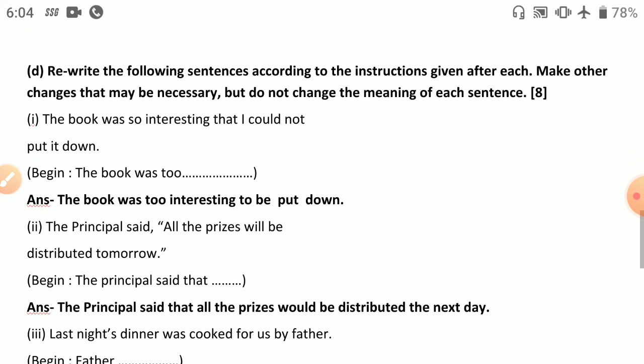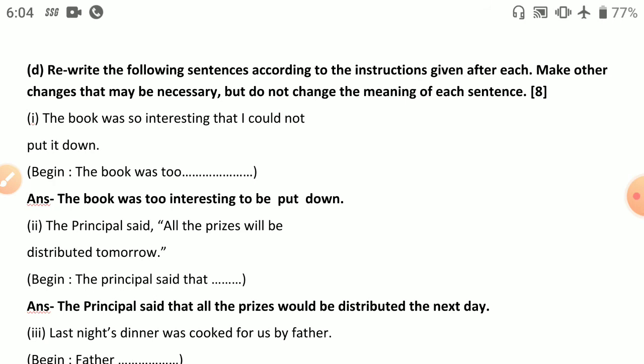Let's go to the last part, that is transformation of sentences. The book was so interesting that I could not put it down. We were talking about so that. So the first one, they have asked you to write for too. The book was too interesting to be put down. Here, this is a little tricky because it is: the book was so interesting that I could not put it down. The book was so interesting. You can write like this also: the book was so interesting for me to put it down.